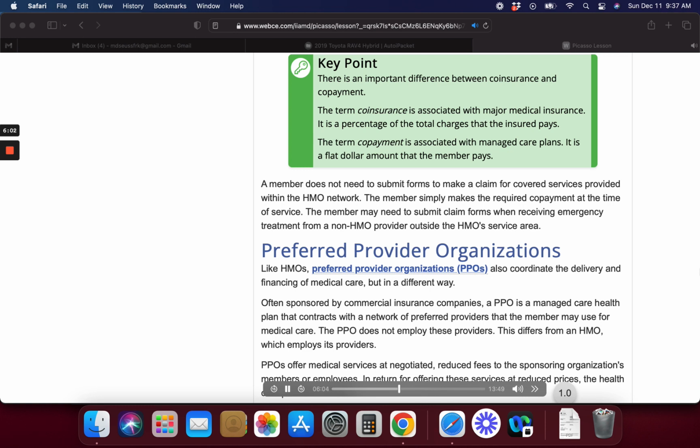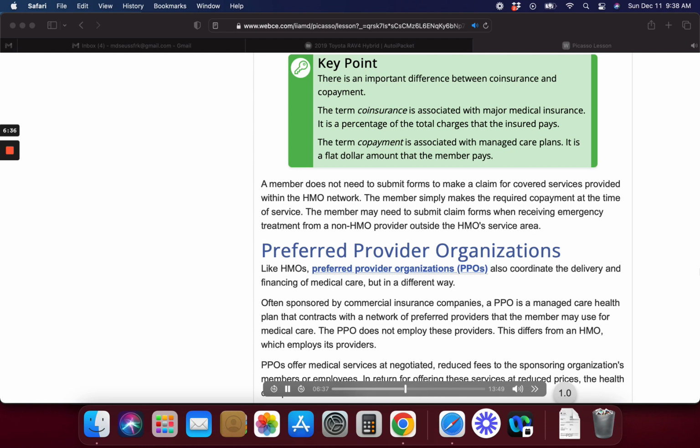The PPO does not employ these providers. This differs from an HMO, which employs its providers. PPOs offer medical services at negotiated, reduced fees to the sponsoring organization's members or employees. In return for offering these services at reduced prices, the healthcare providers receive a greater number of potential patients. Prompt and assured payment. Physicians, hospitals, and clinics are some healthcare providers that may join a PPO.